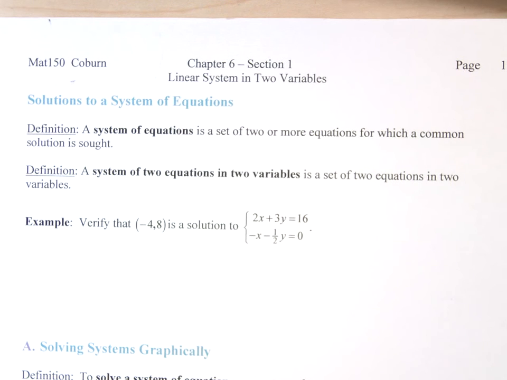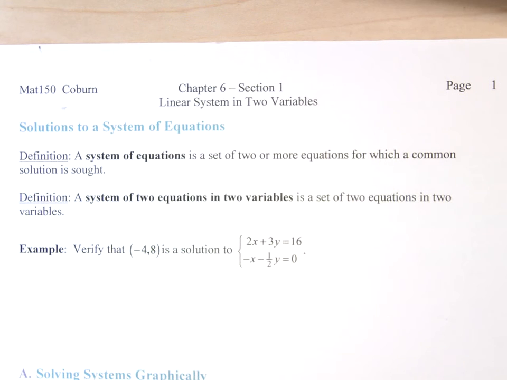Okay, these are the systems of equations in two variables. System of equations: a set of two or more equations for which there is a common solution. System of two equations in two variables. That comes from your manual.